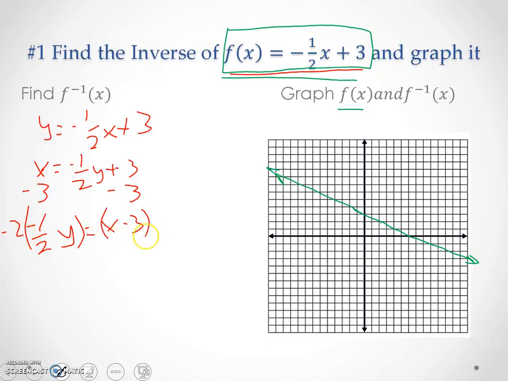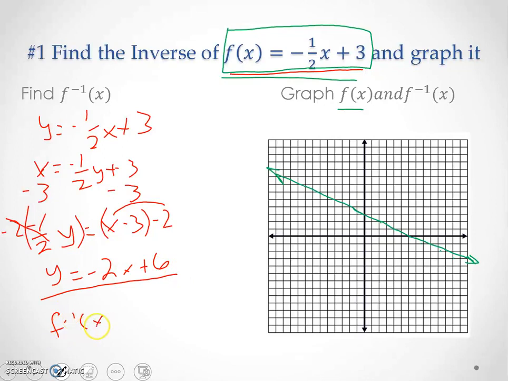I'll multiply this whole side here by negative 2. Negative 2 times negative 1/2, that's a positive 1y. And it's going to equal, if I distribute, negative 2x and then plus 6. And so now I'm going to graph this function, which is the inverse. I could write it as the inverse of x equals negative 2x plus 6. And it's going to have a y-intercept at 6, which is here. And the slope is negative 2.